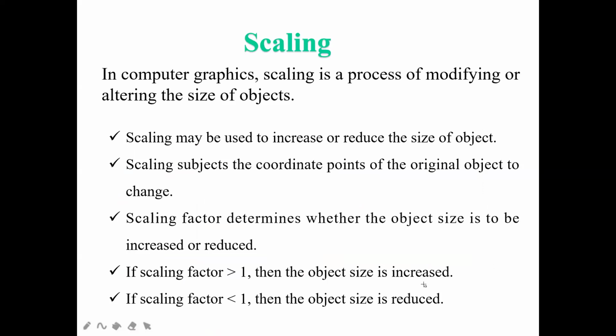If you want to increase or decrease the size, you can go for the scaling concept. So this scaling concept is used to increase or reduce the size of your object. And also here the coordinate points of the original object have to change. That is the major thing. This is a viva question also. The viva question can be: which type of 2D transformation changes your original object? At that time you can say scaling, okay.